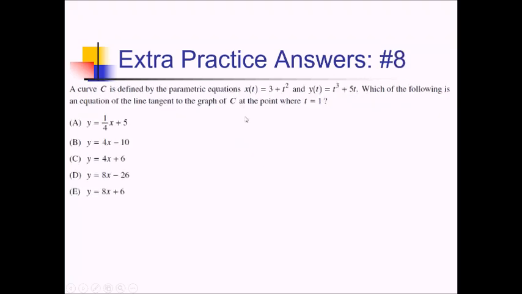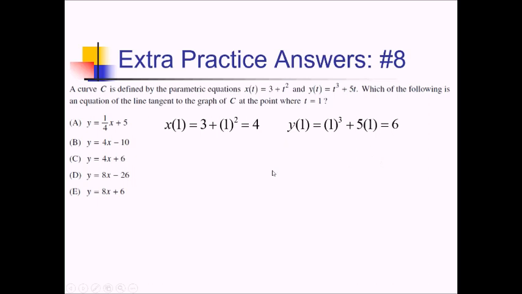For this problem, we have some curve C defined by these parametric equations. We want the equation of the tangent line when time equals 1. So for a tangent line, I need an x and a y value and a slope. Let's start with the x and the y value. So we need x of 1, which is going to be 3 plus 1 squared, which is 4. We also need the y value at time 1. Plugging that into the y of t function, that's going to be 1 cubed plus 5 times 1. This is really 1 plus 5, which is 6.